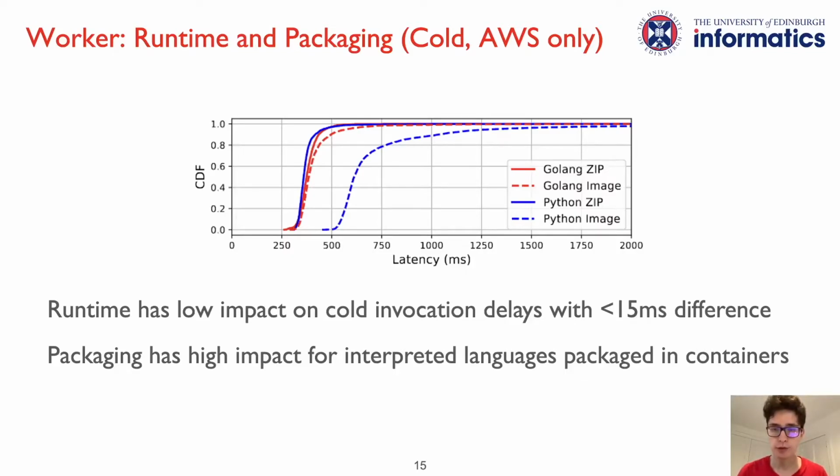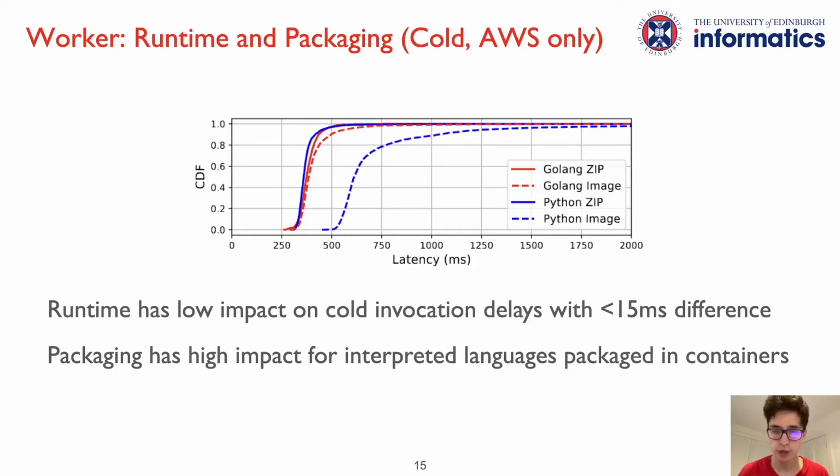We now assess the cold function delays in AWS that appear on worker nodes with different language runtime choices and while using different deployment methods. The chart shows the latency CDFs just like before. Runtime languages are shown in different colors. Solid lines stand for zip deployment and dashed lines stand for container-based deployments. One can notice that Python container deployments are significantly slower and more unpredictable than all others.